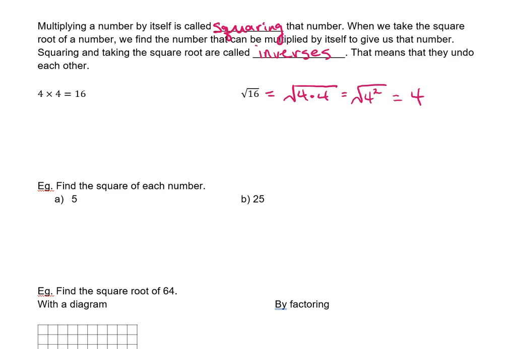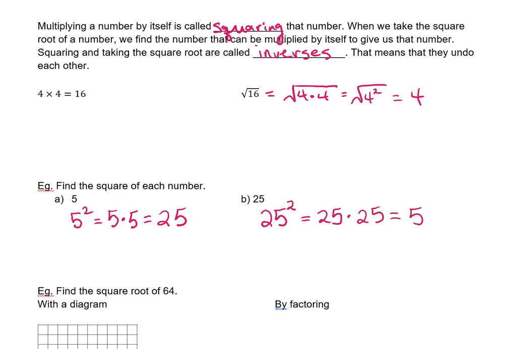So let's find the square of each number. So 5, what is the square? Let's write it first as squared. 5 squared is equal to 5 times 5, which is 25. The square of 25, so I want 25 squared, that's 25 times 25, which, unless my memory does not serve me correctly, is 525.